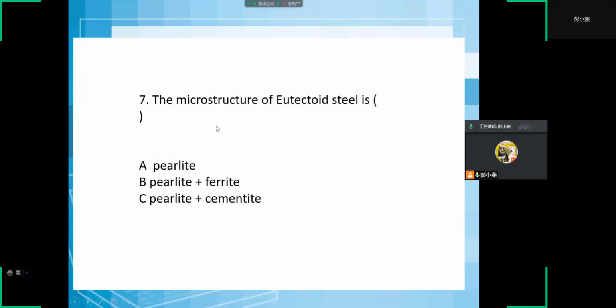And the microstructure of eutectoid steel: eutectoid steel is the steel with the composition containing 0.8% carbon. So the answer is A, pearlite. Pearlite and ferrite is for hypo-eutectoid steel, and this is for hyper-eutectoid steel. So the answer is A. And the microstructure of hypo-eutectoid steel is B, pearlite and ferrite.